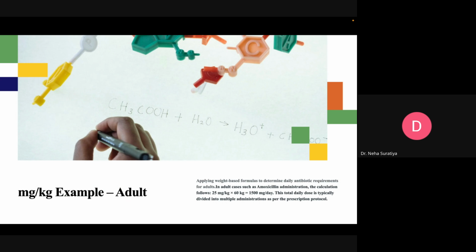Now let's come to the adult example for mg per kg. Although this mg by kg dosing is more common in pediatrics, it is also frequently used in adults for certain drugs and drug classes. For example, an adult patient weighing 60 kg. You can just write in your notebook: adult example, patient weight is 60 kg, prescribed amoxicillin.